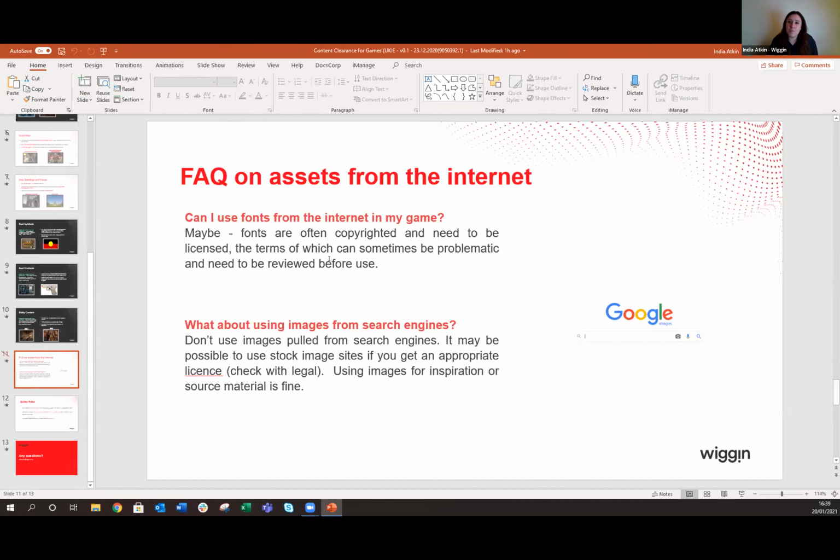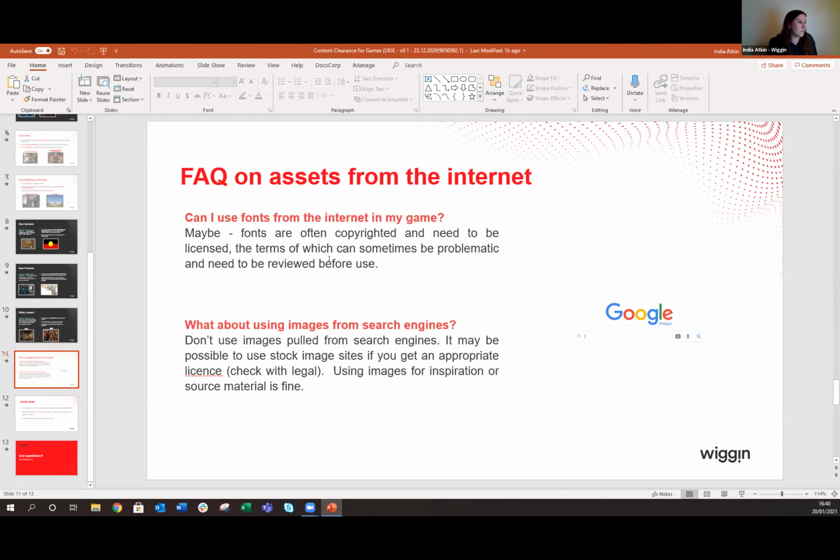A common question we get is, can I just use a font that I found on the internet for my game? The answer, of course, is maybe. Fonts are often copyrighted, and the licenses usually have to be reviewed by legal before use, because there are often prohibitions on whether you can use it commercially or if you have to credit someone in a certain way. So you have to be quite careful with font licenses, but there are free font licenses out there. It's just something that has to be checked by legal first.